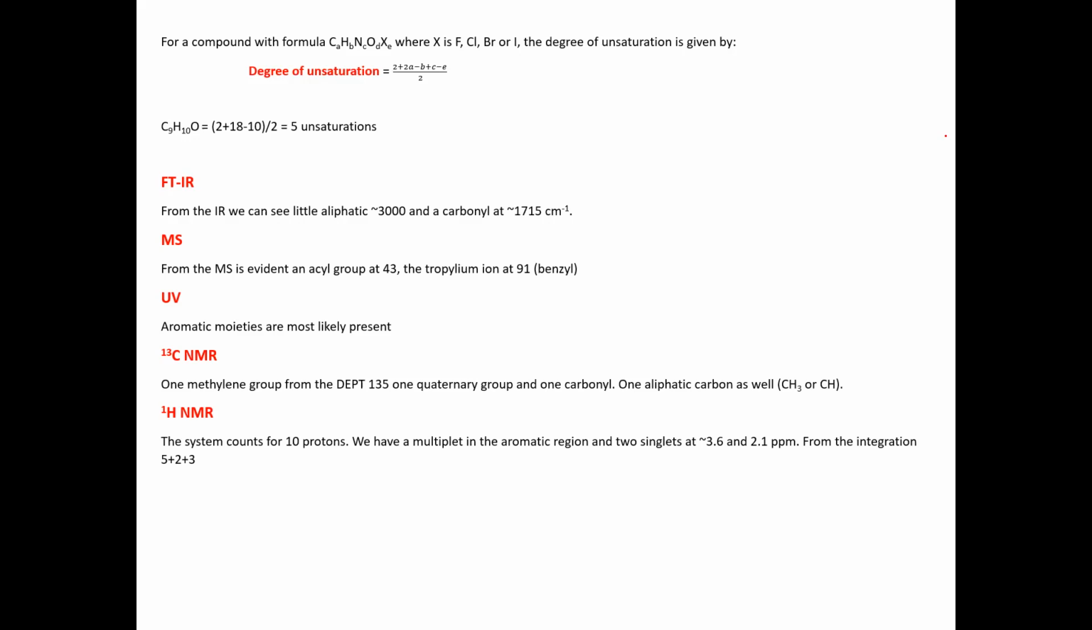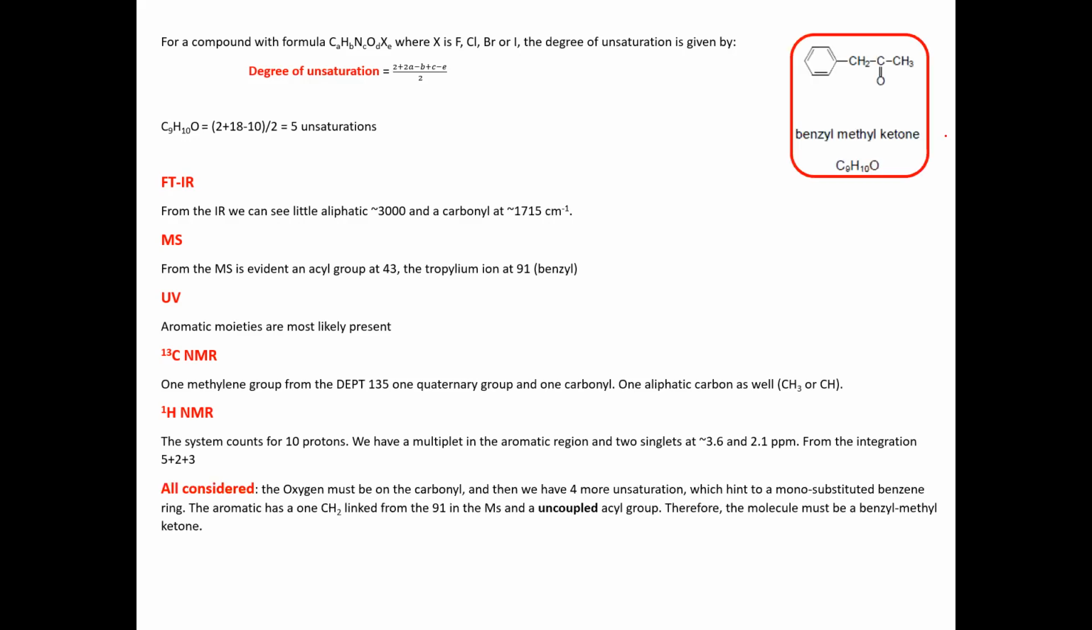A multiplet in the aromatic region suggests monosubstituted benzene. The other two singlets mean that you have two aliphatics which are not coupled with each other, and they are not coupled with anything else. If you have a singlet, it's not coupled, it's isolated. One integrates 2, one integrates 3. So, all considered, this is the molecule.